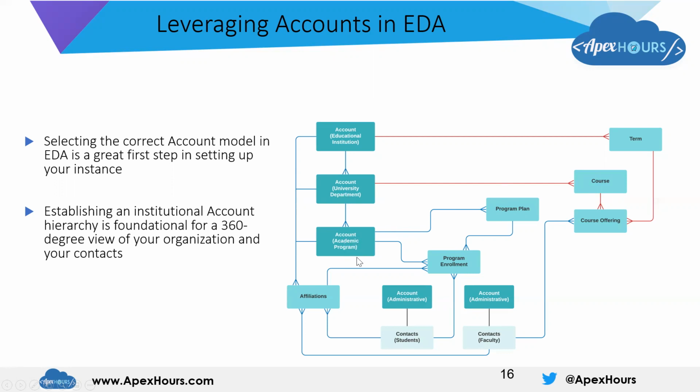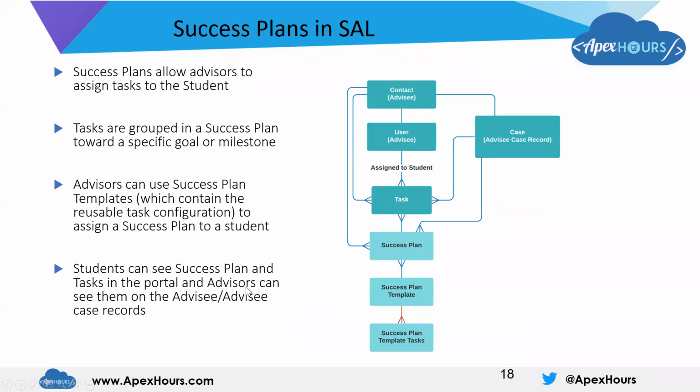And then you would also have your programs that relate, and that's under your department. And so that's where a student can have an interest in a program, or they can actually even enroll in a program. And so the whole point of this is, the account model is really key in EDA, but not only just for that administrative versus household, but also in that hierarchy that you're setting up for your institution.